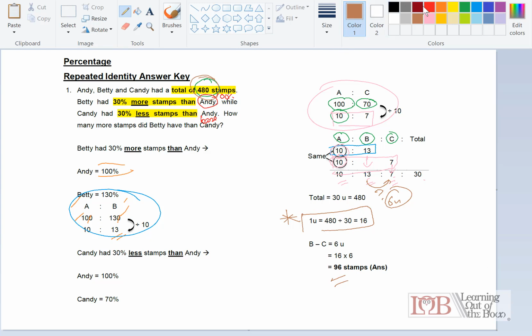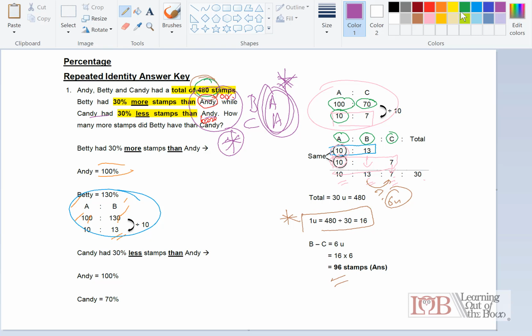So what are the key points that you must take note of? Number 1, the base is always 100%, and in this case, because B is compared to A, and then C is compared to A, this is repeated identity, so you have the second important point. So first one here, second point is here.